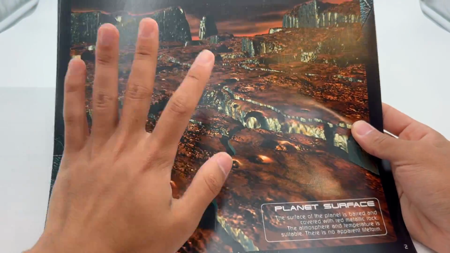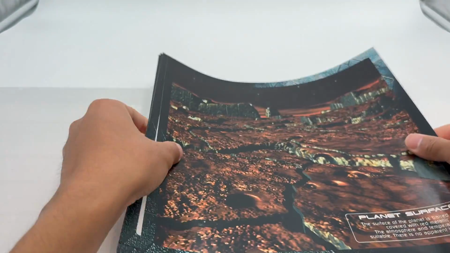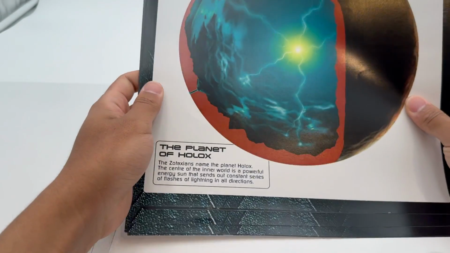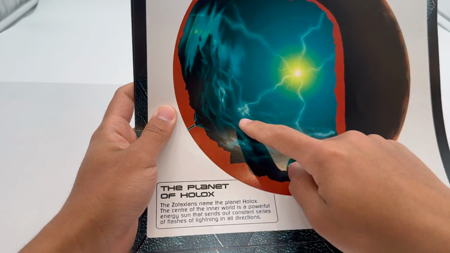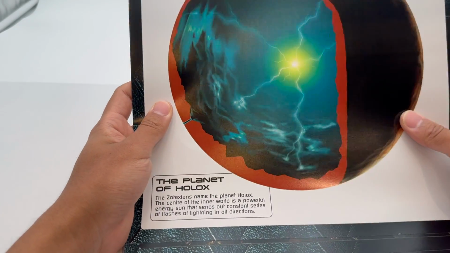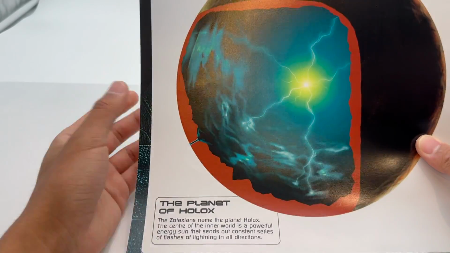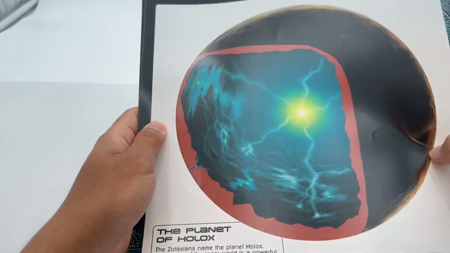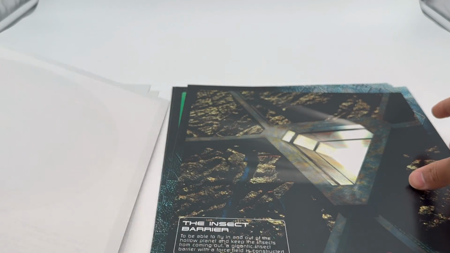So here's a render of the planet's surface. It has red metallic rock. There is no apparent life form on the planet's surface, but then you can see on the inside of the planet of Holox, which is where the insects are from, the core of the inside is this powerful energy sun that sends out flashes of lightning. And this is actually the name given to it by the Zotaxian rebels. So we don't even know, I mean, obviously there's no intelligent life on the planet as far as they can tell, so it seems that they just kind of decided to name it, and that's the interior sun.